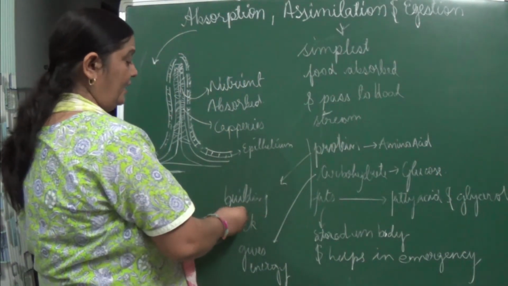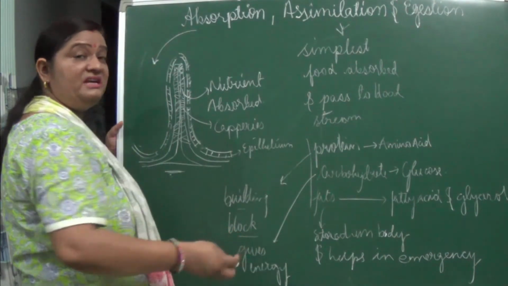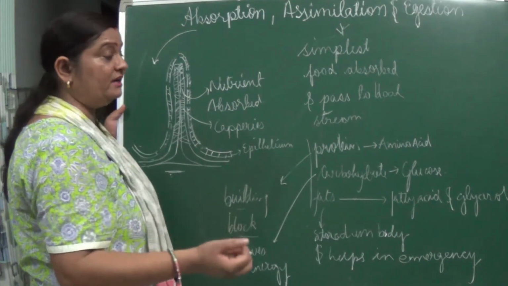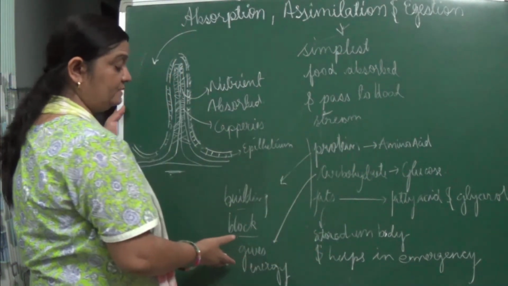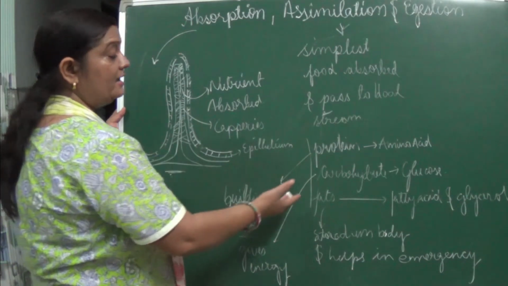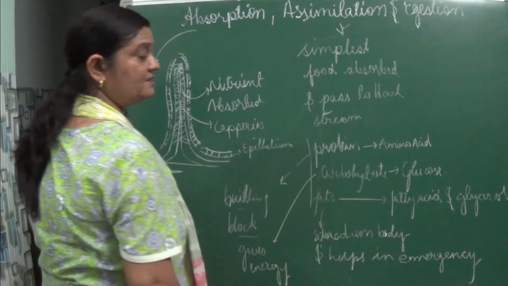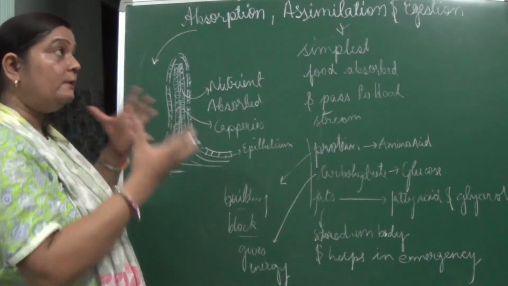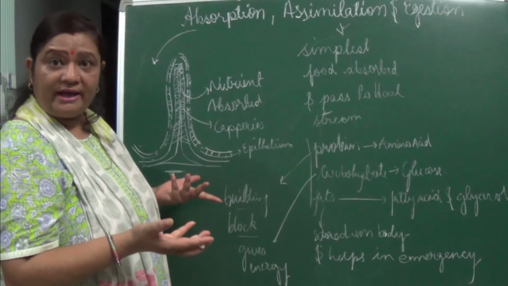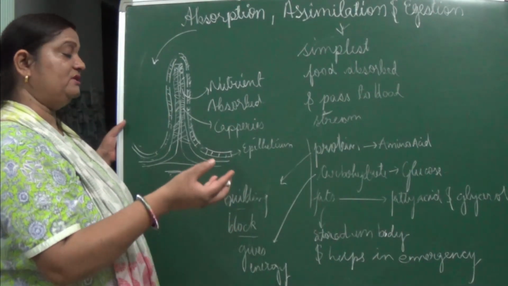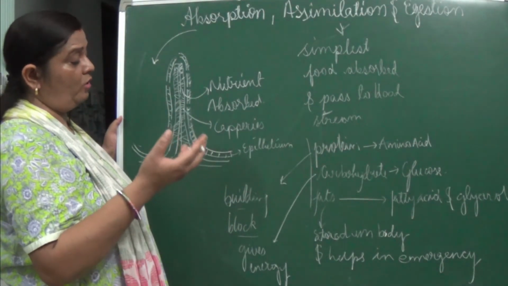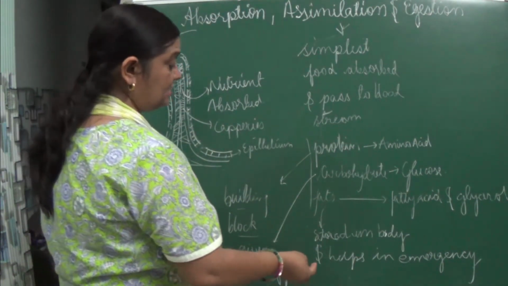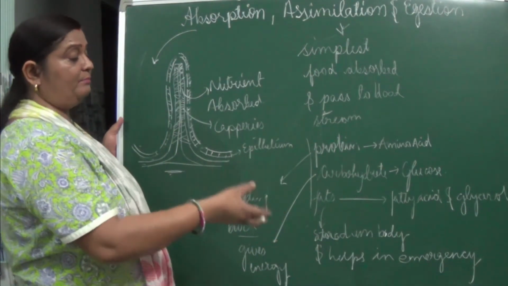Amino acid helps in what? Building blocks. It means it helps in growing. Carbohydrate gives the energy; the simplest form, glucose, helps in giving the energy. Fats, which have turned into fatty acid and glycerol, are stored in the body and help when we require them. So it helps during an emergency when we need more energy, then this fat gives the energy. So these are all used at that time.